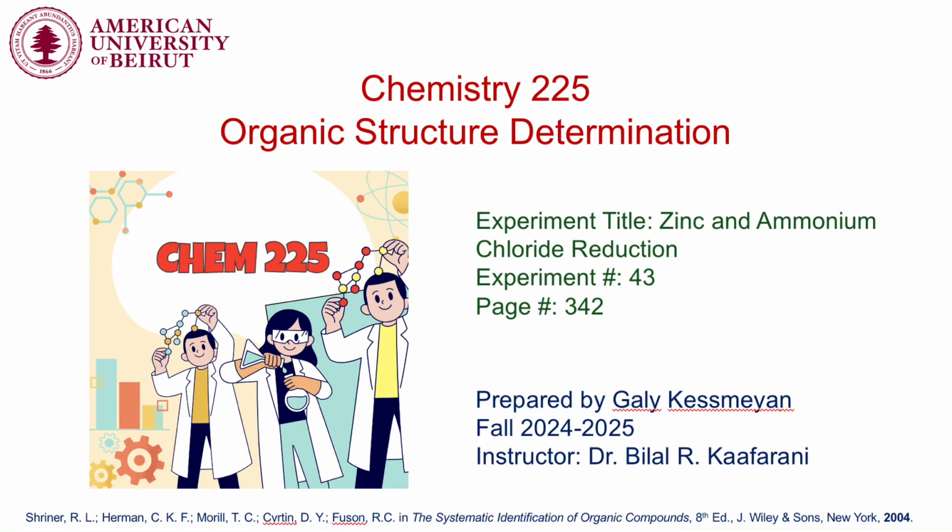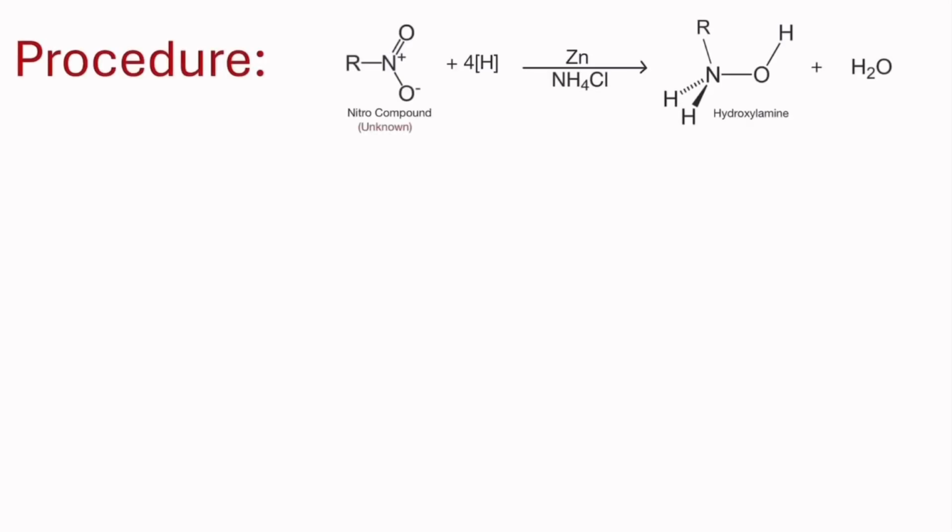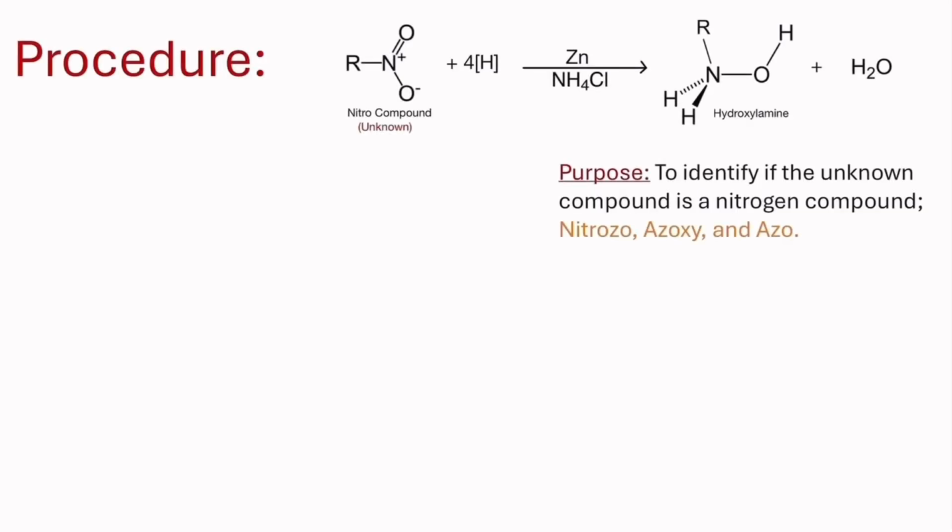Hello, today I will be talking about a functional group test for a nitrogen-based compound. The purpose of this experiment is to identify if the unknown compound is a nitrogen compound. It can be one of the nitroso, azoxy, or azo functional groups.